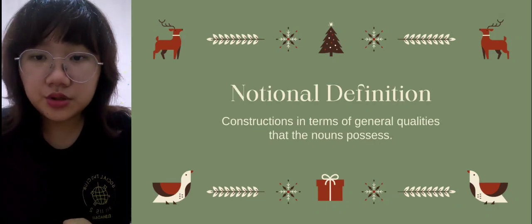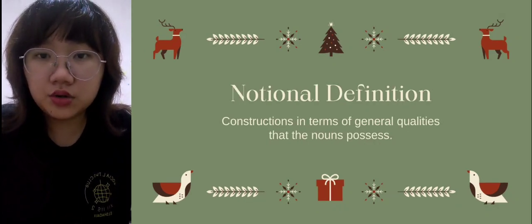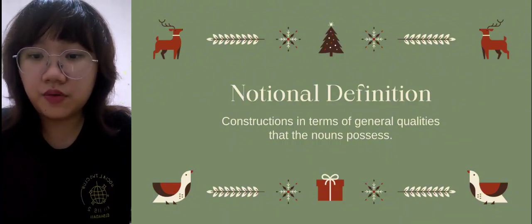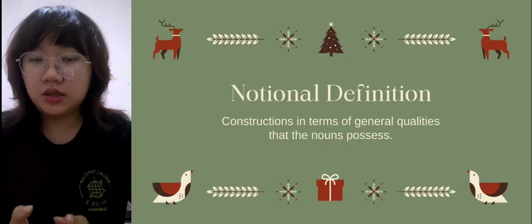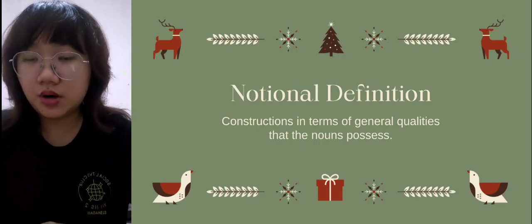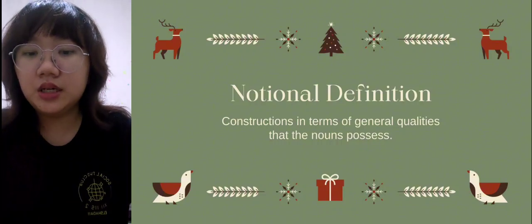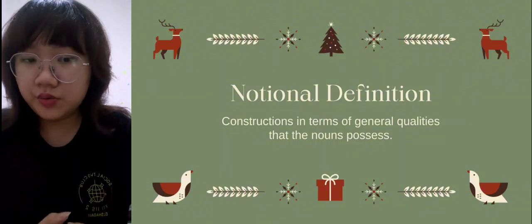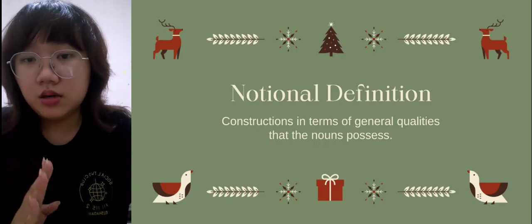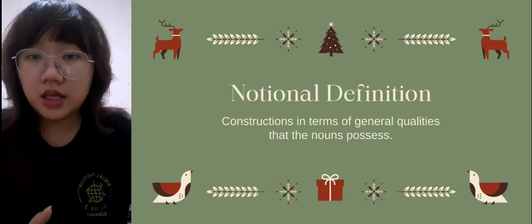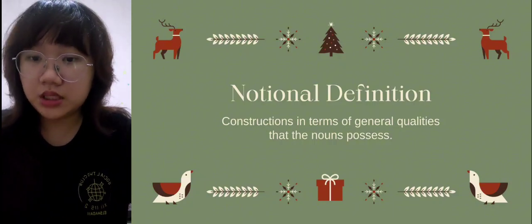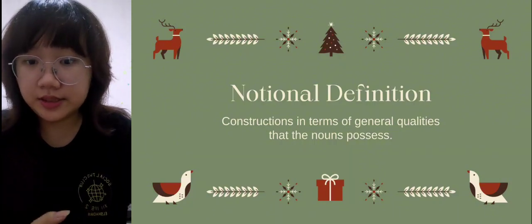The second one is notional definition. Notional definitions define constructions in terms of general qualities that the nouns possess. Basically, notional means exist or can be defined as abstract as well. In conclusion, nouns are seen as anything: person, animal, place, thing, or even an idea. Cat is a noun because it is an animal, it exists.